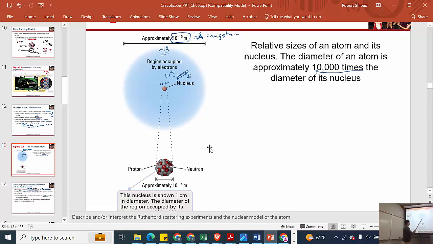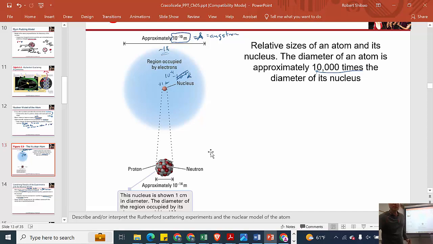Now, how big are the nuclei? Nuclei is plural, nucleus is singular. How big is the nucleus? The nucleus is about 10,000 times smaller. So if this were 1 angstrom, this would be 10 to the minus 4 angstroms.